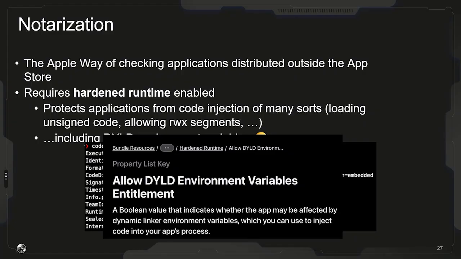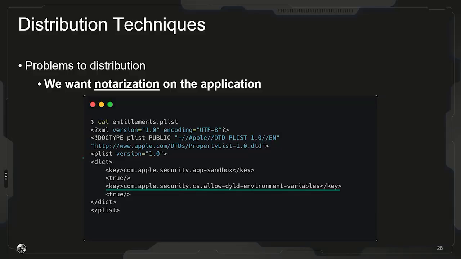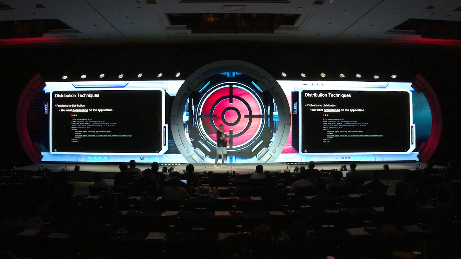Well, however, actually it isn't. In fact, the environment in macOS, compared to, for example, what we see in iOS, is very flexible. The hardened runtime, even when enabled, supports many entitlements that you can use to relax its requirements. So by using this specific entitlement, you can still enable the hardened runtime, but allow the DYLD environment variables. So the only thing that we need to do to have notarization and enable the hardened runtime is supply this entitlement.